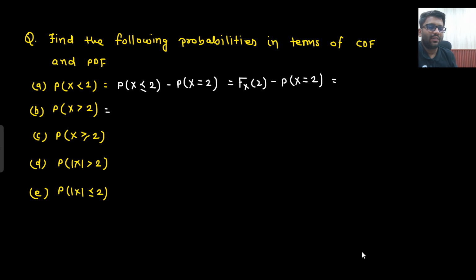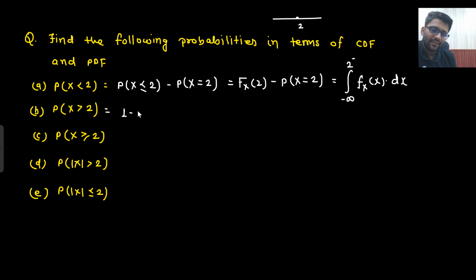And in case of PDF, how can I write it down? I need to find probability less than 2. That means from minus infinity to less than 2. 2 should not be included. So from minus infinity to 2 minus, I will calculate the area. There you go. What about greater than 2?